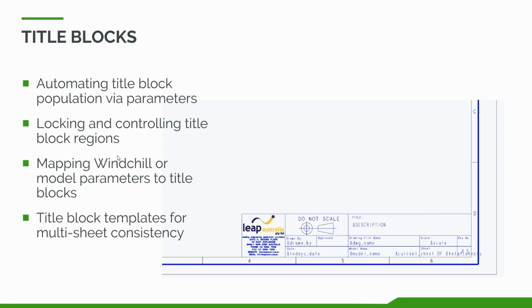Shown here is a really simple example where we're maybe not in a Windchill environment or not in a data management solution environment, but we can also pull through Windchill parameters. So things like revision or version or anything that resides in Windchill, we can also pull that through and show this on the drawing.